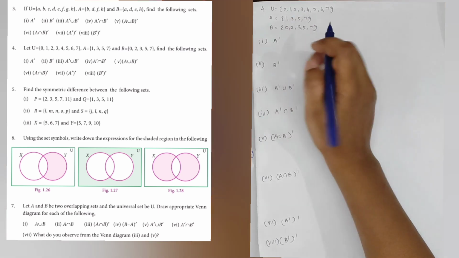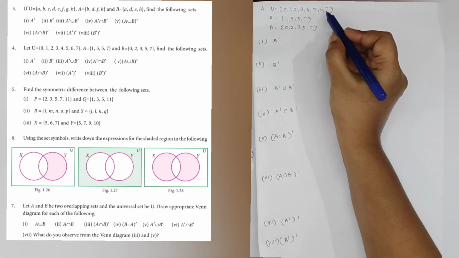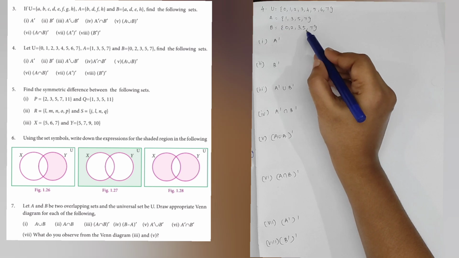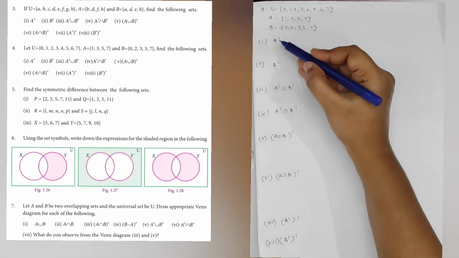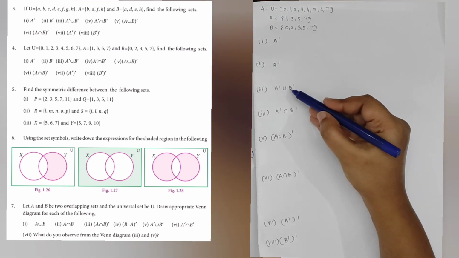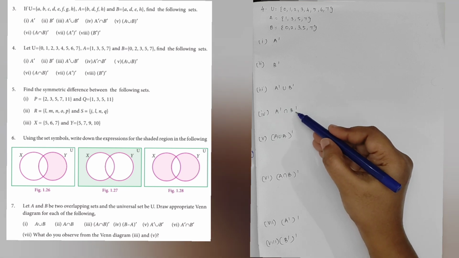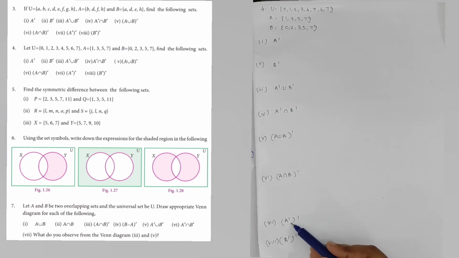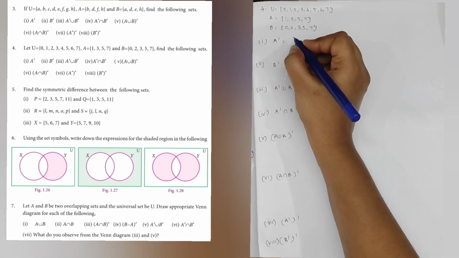If U is equal to 0, 1, 2, 3, 4, 5, 6, 7 and A is equal to 1, 3, 5, 7 and B is equal to 0, 2, 3, 5, 7. So find the following set: A complement, B complement, A complement union B complement, A complement intersection B complement, A union B the whole complement, A intersection B the whole complement, A complement the whole complement, B complement the whole complement. Okay. So first let's do it one by one.